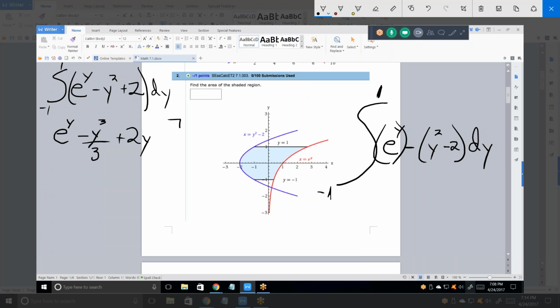I'm evaluating this whole thing from -1 to 1. Sometimes when you go from -1 to 1, it's a symmetrical figure, and you can go from 0 to 1 and double it. This is not one of those times. You'll notice that the area above the x-axis is bigger than the area in blue below the x-axis. So there's no symmetry here. So I have to evaluate all of it at both numbers.